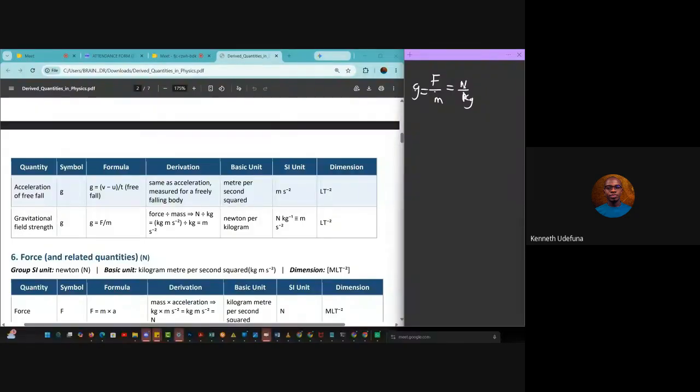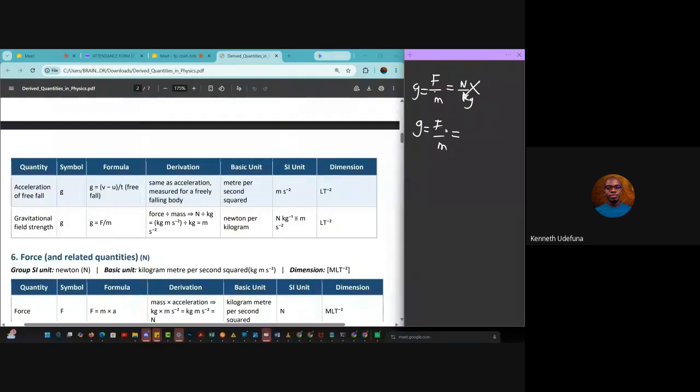And since it's not a basic unit, I cannot get a dimension. It's going to be very difficult for me to get the dimension. So what will I do? What I will do is I will cancel this. I will not use this. I'll say F is equals to something like this, M.